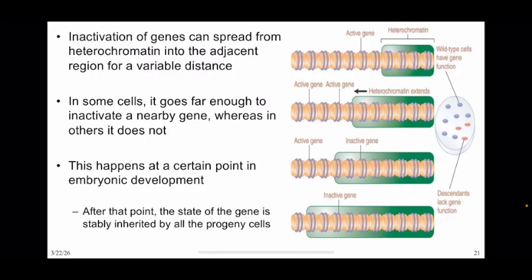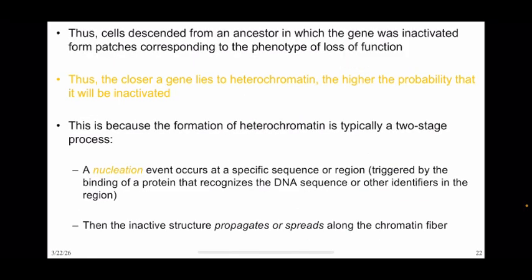So let me see if I've missed anything here. Cells descending from an ancestor in which the gene was inactivated form patches corresponding to this. The closer a gene lies to heterochromatin, the higher the probability that it will be inactivated. I think everything I've said is just to explain this point.